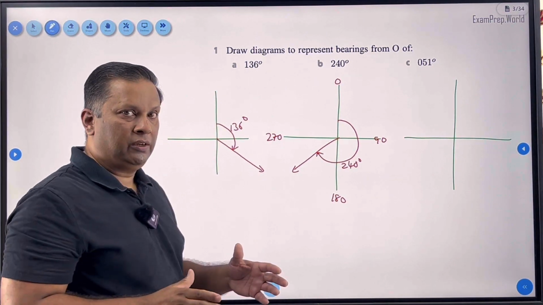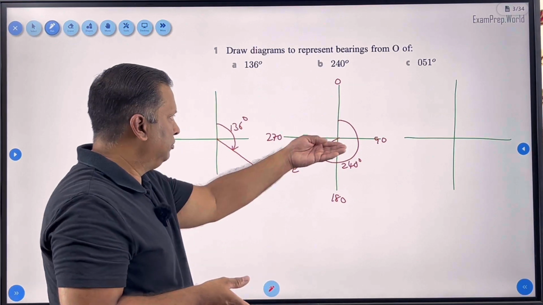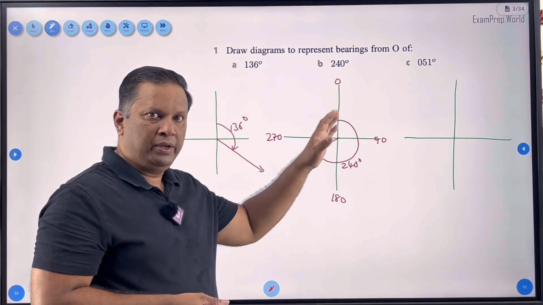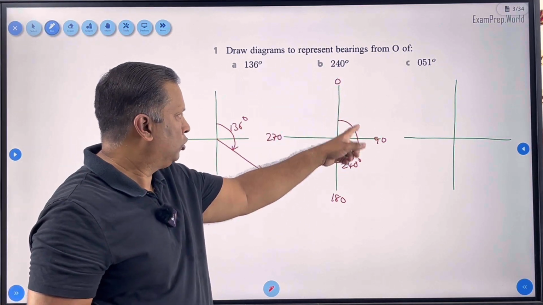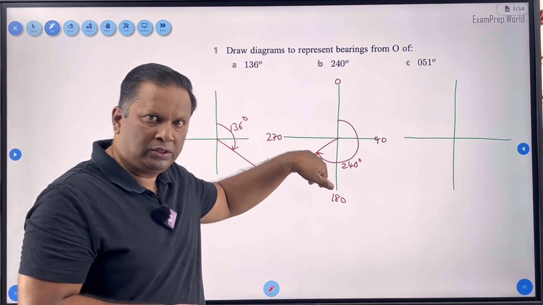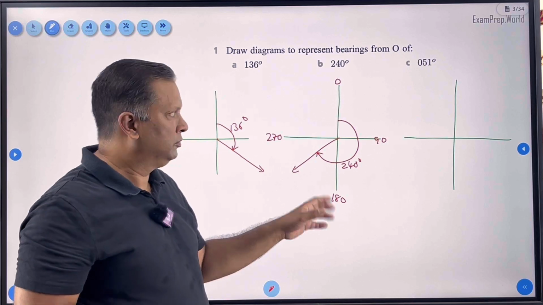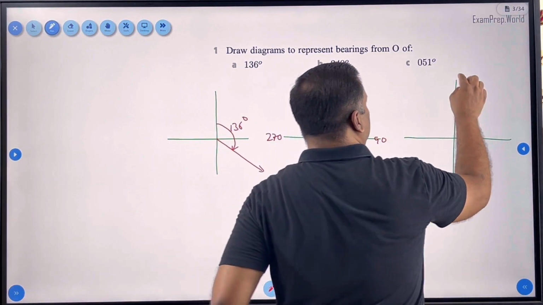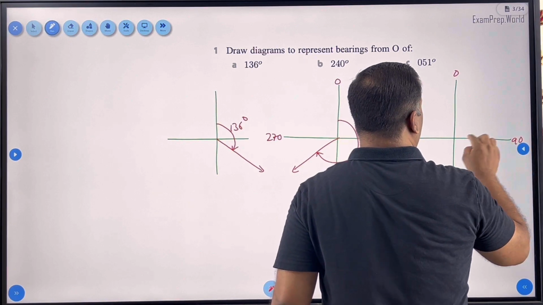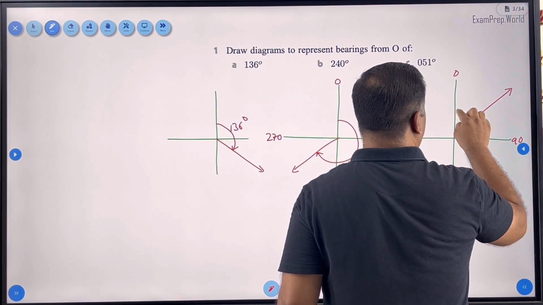See, you should not get confused while measuring angles from 0. In bearings we start measuring angles from the north, from this portion. So all measurement is clockwise and that too from the north. Now what about 51? 51 is less than 90. So this is 0, this is 90. So obviously 51 has to be somewhere here.